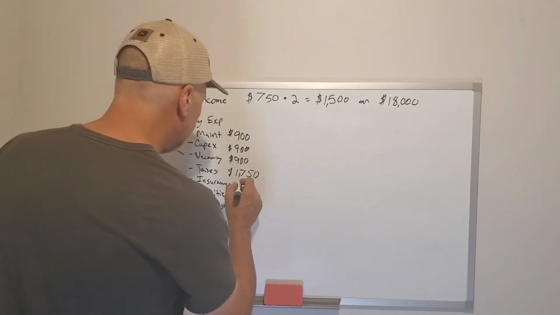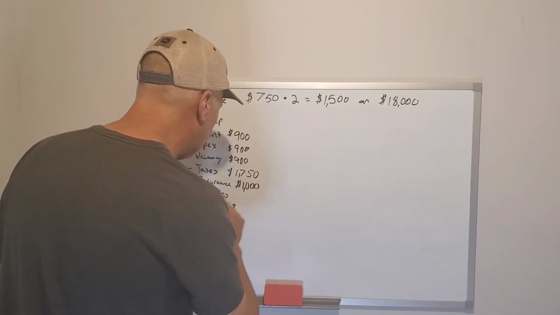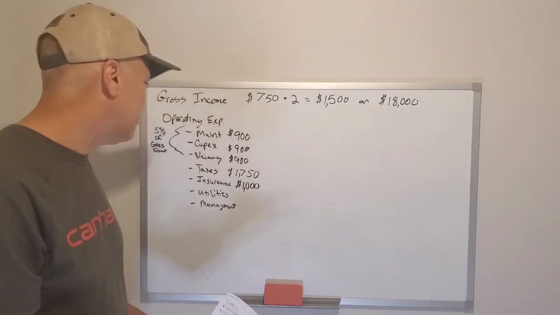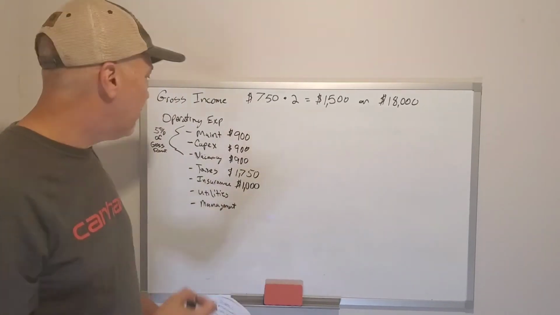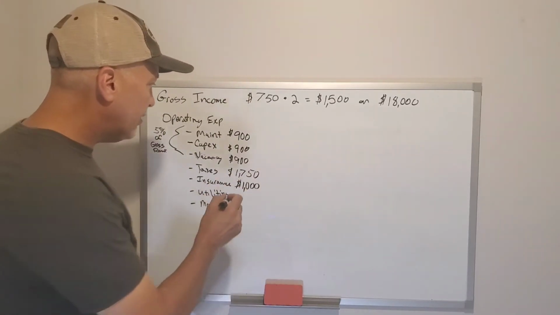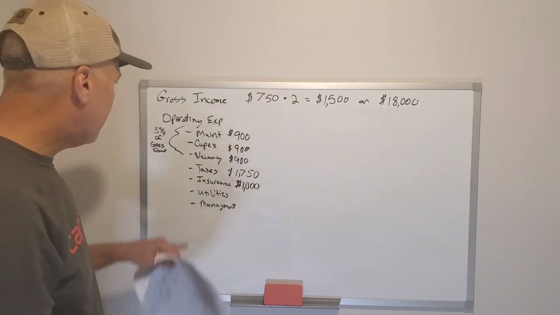So insurance, it'll be around $1,000 for this duplex. I know that because I own some other duplexes. Call your insurance agent, call a couple of them, get different quotes to try to figure out if $1,000 will work in your example for your duplex.